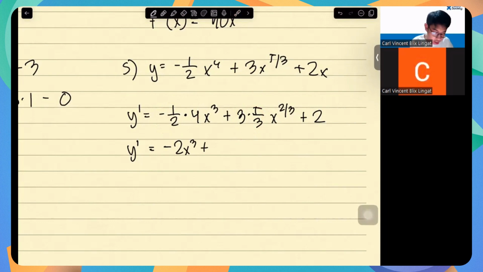plus this one, I believe, is just 5. So 5 over 3 times 3 is around 5. X raised to 3 plus 2. And that is our final answer.